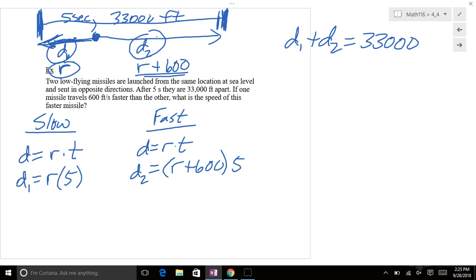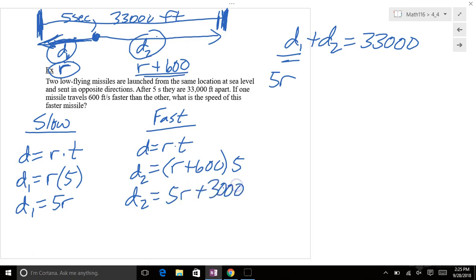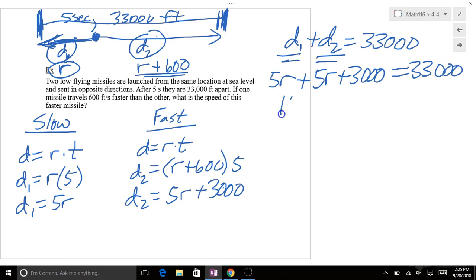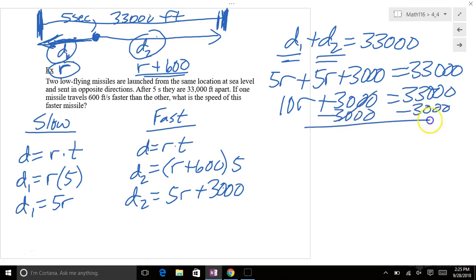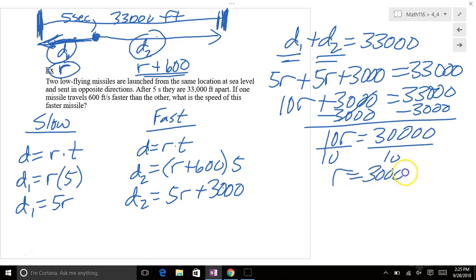And now we can make some substitutions. So D1 is 5R. So I'm going to replace D1 right here with 5R. And over here, D2, once I distribute this, is 5R plus 3,000. So I'm going to replace D2 over here with 5R plus 3,000. And this is equal to 33,000. I can solve for R. Subtract 3,000, subtract 3,000. 10R equals 30,000. Divide by 10, divide by 10. So our R is 3,000.